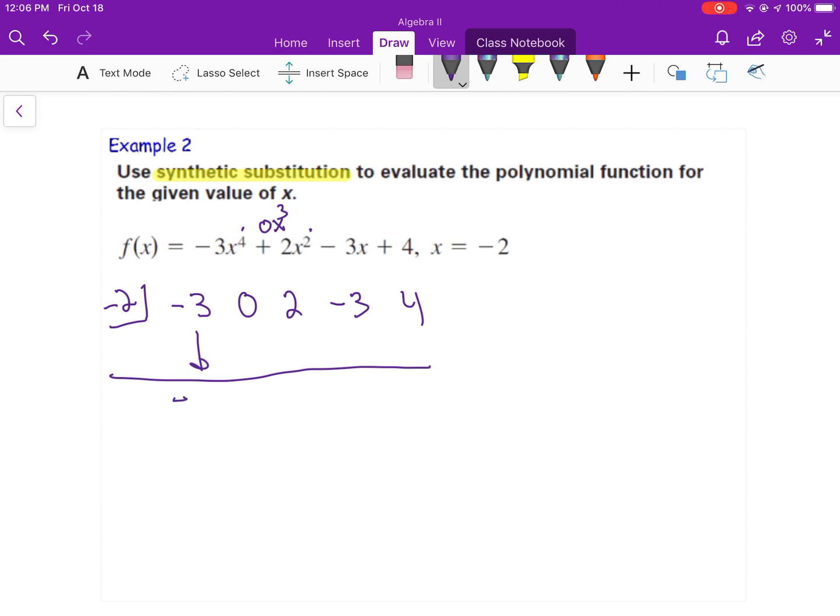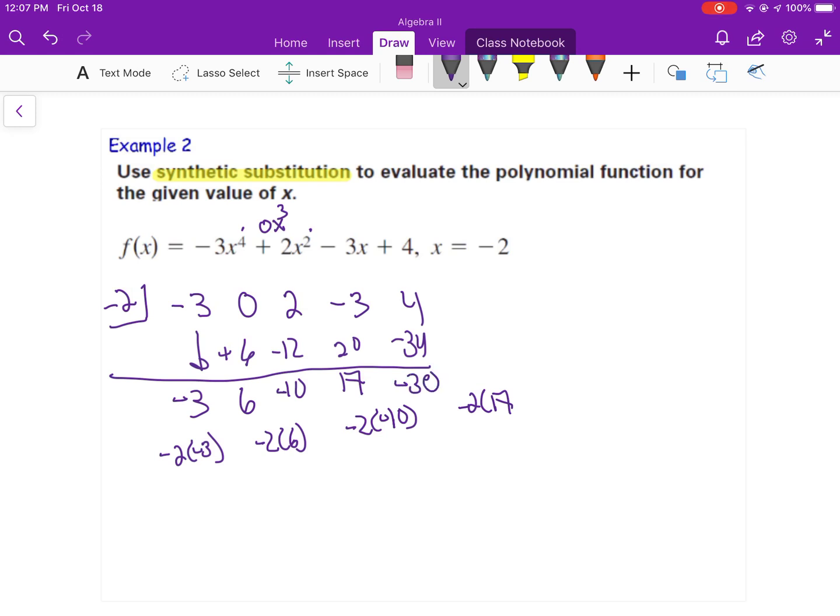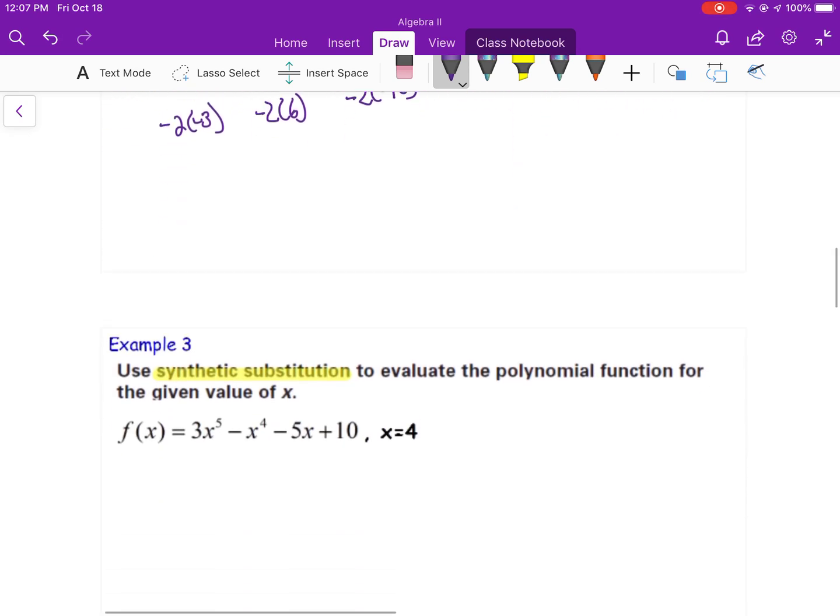So drop, multiply, add, multiply, and then add, multiply, the -34, add, and -30. So f of -2 gives you -30. Okay, I didn't have to take a number to the 4th power, the 3rd power, 2nd power, any of those upper level powers. I could get my answer with synthetic substitution.